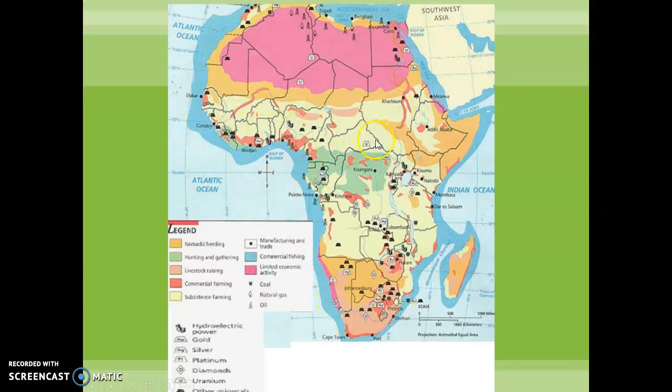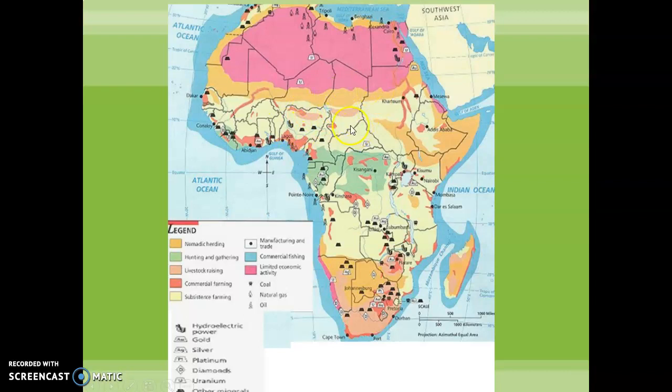This light yellow or cream colored region here, this is the subsistence farming that I mentioned, where they farm just for their own survival. In the middle, this green region is hunting and gathering like the old Stone Age times, and we're talking about this is even today. That's because it's in the rainforest. This orange area, that's nomadic herding, and then the pink areas are livestock farming.